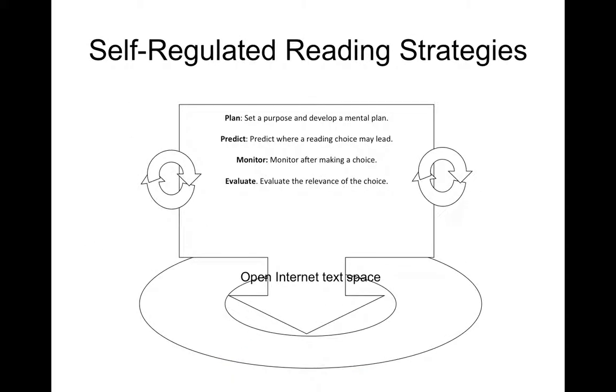So in our study, we found that the most efficient readers had a plan. And they were able to mentally take themselves through this plan by setting their purpose, predicting where their choice was going to lead them, checking to see if it made sense, evaluating to see, oh, is this really what I need? And if not, they go back and they start through this plan again. So it becomes this circular path of reading on a website. And our goal then as teachers is to help students move through that circular path.